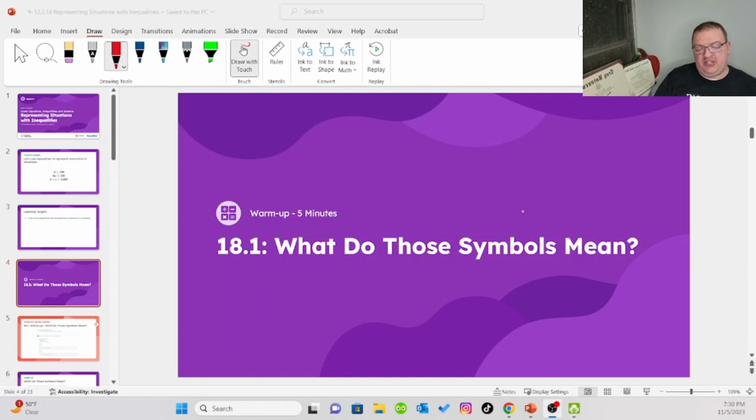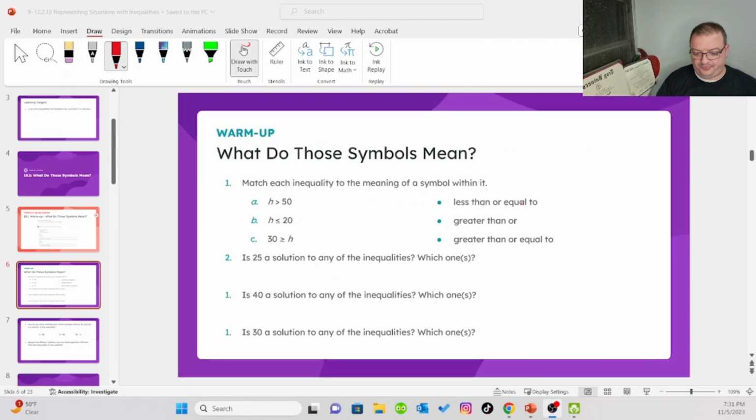So our warm-up today is 5 minutes, 18.1, titled, What Do These Symbols Mean? Number 1, match each inequality to the meaning of a symbol within it. So now instead of having equal symbols in between, we're going to start having these inequalities.